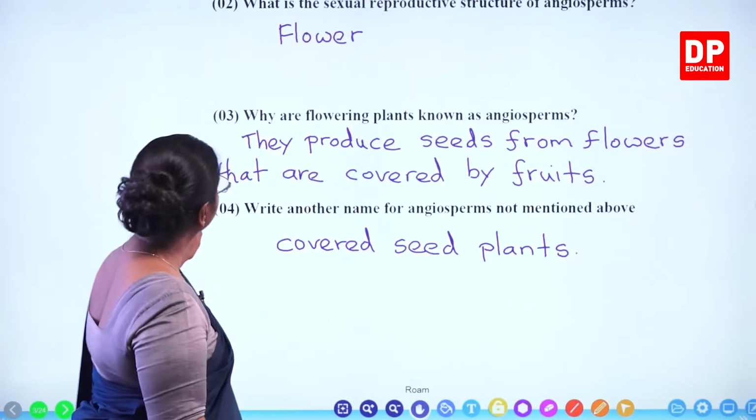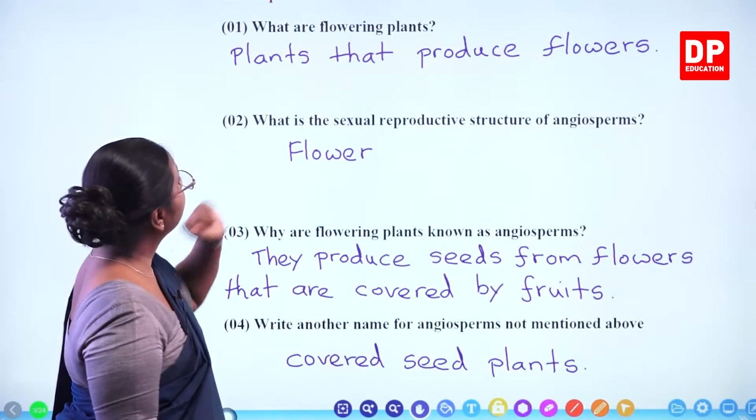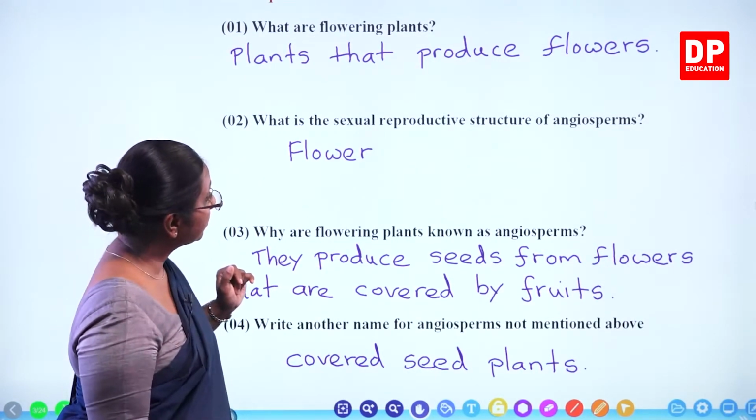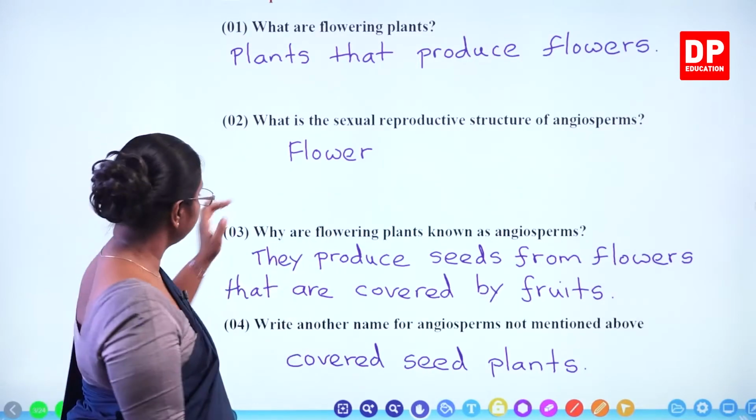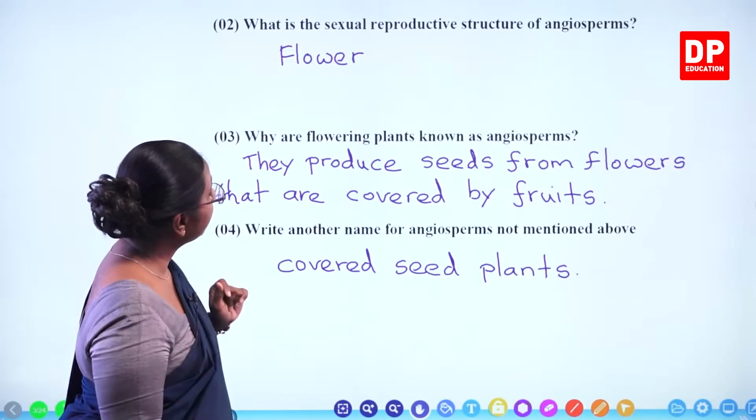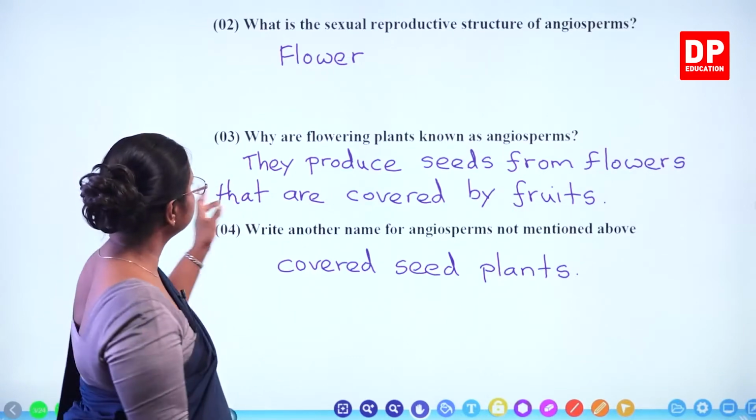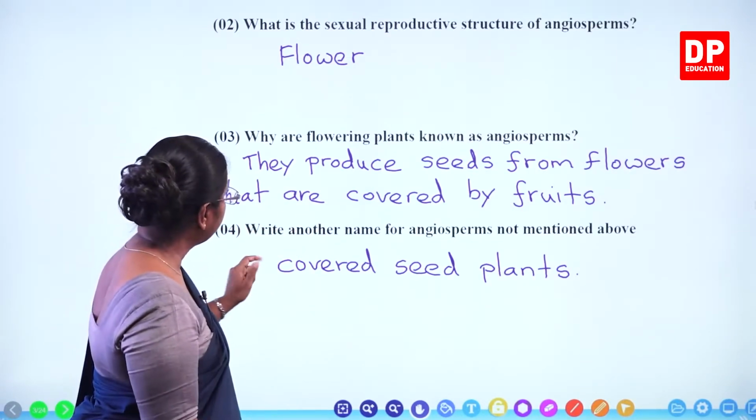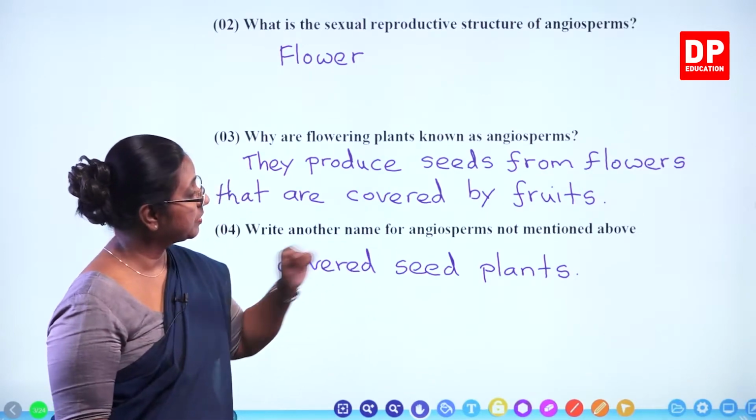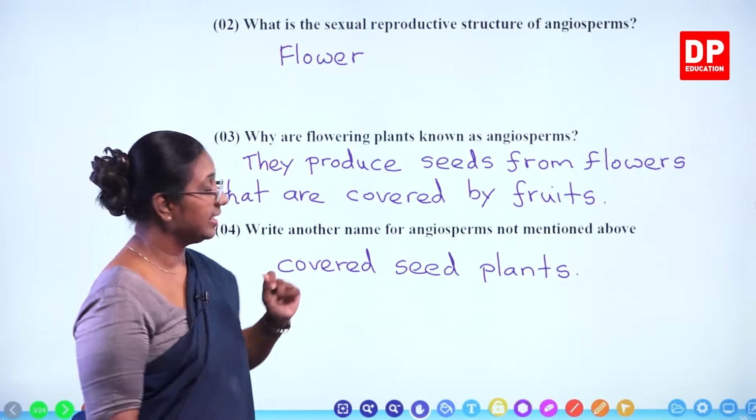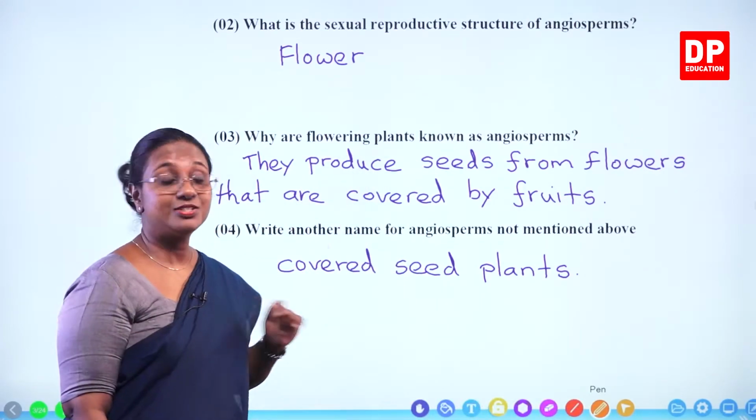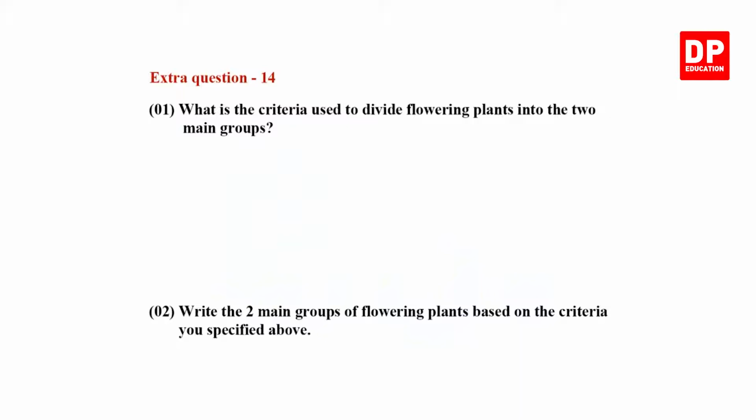So, we looked at all the questions. What are flowering plants? Plants that produce flowers. What is the sexual reproductive structure of angiosperm? Flower. Then why are flowering plants known as angiosperms? They produce seeds from flowers that are covered by fruits. And write another name for angiosperms not mentioned above: covered seed plants. I am sure you all have written all these answers correctly, students. I will move on to the next one.